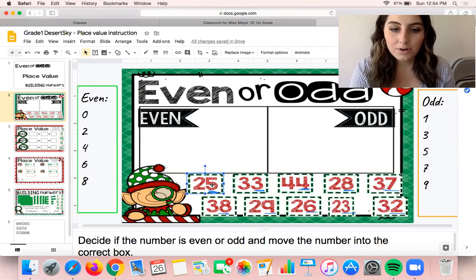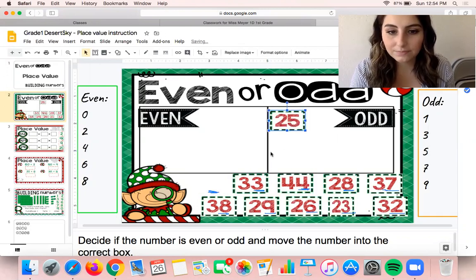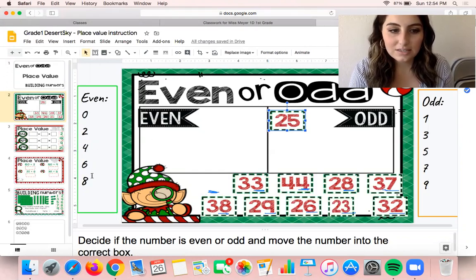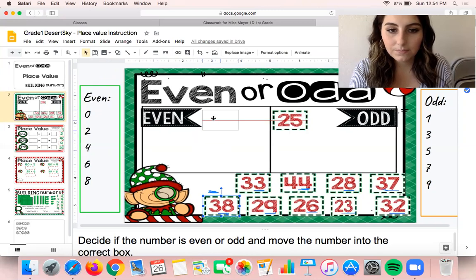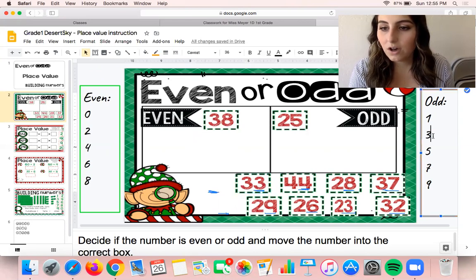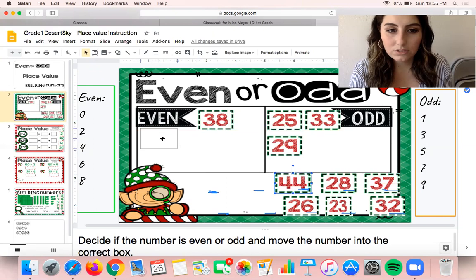So we need to look at our number, look at that number in the ones place, and does that tell us if it's even or odd? So 25, 5 tells us that it's odd. So I'm gonna move that to the odd side. 38, the 8 tells us that it's even. 33, 3 is odd. 29, 9 is odd. 44, 4 is even, so it goes to the even side.